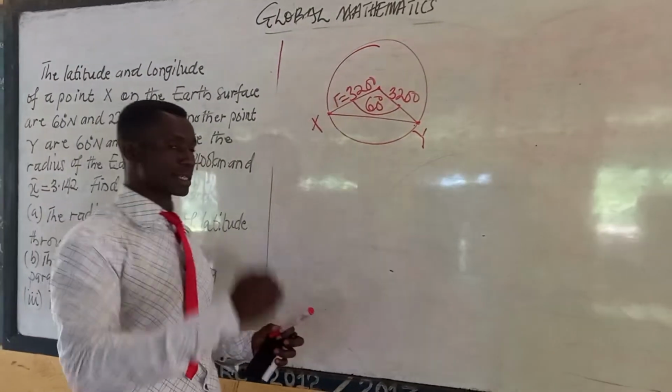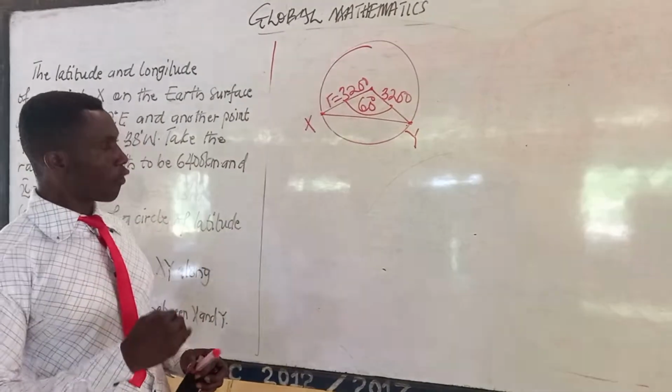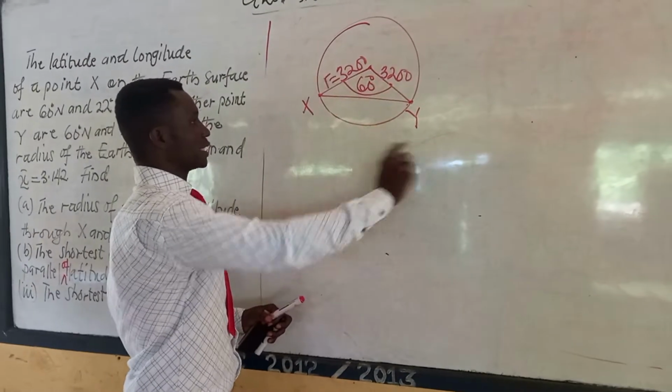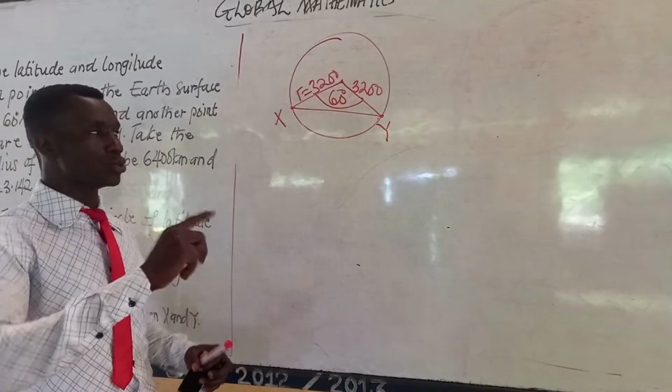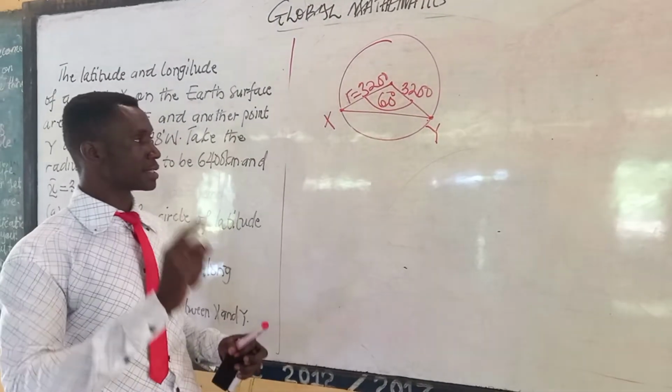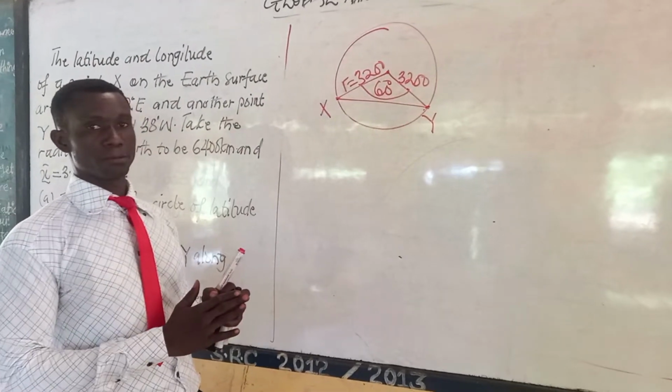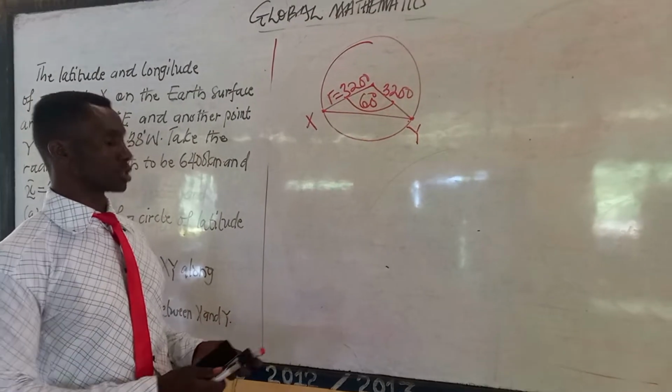And when you are asked to calculate the distance along the parallel of latitude, then they are asking you to calculate the arc length. But in this case, not along the parallel of latitude, but just the shortest distance, and the shortest distance will be the chord.